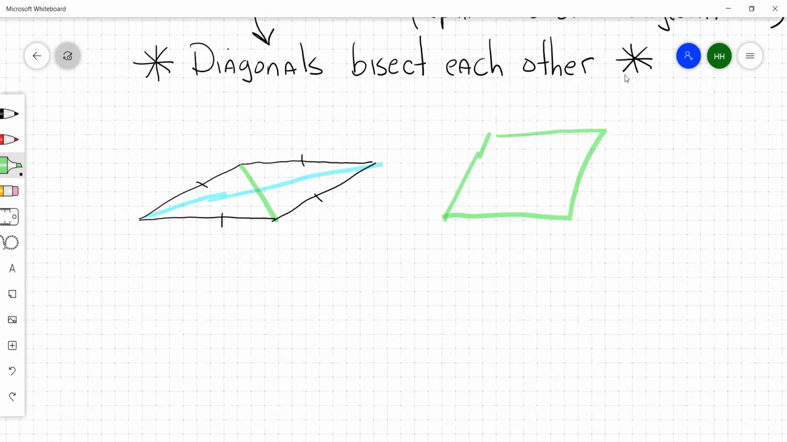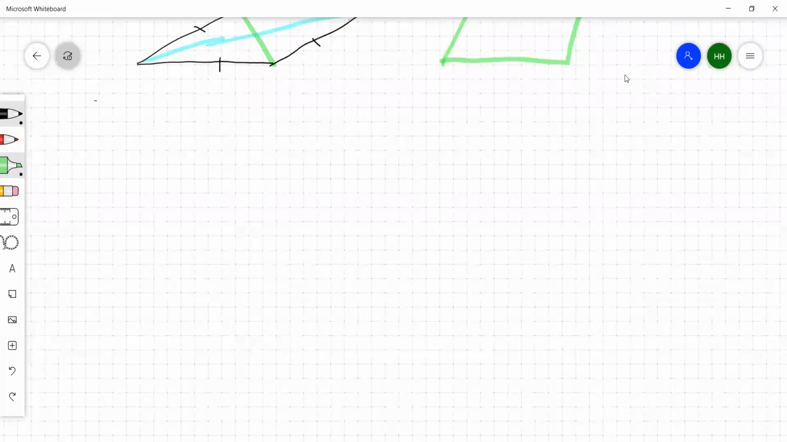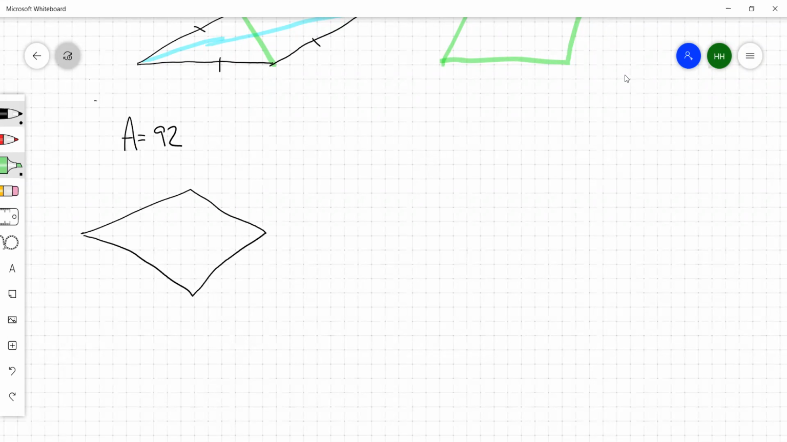So let's take a look at this. Kind of like you did yesterday, you're going to have some problems where you're told the area is 92. Area equals 92. And then you get a kite on its side with 22 and x. We're going to say this is a kite.